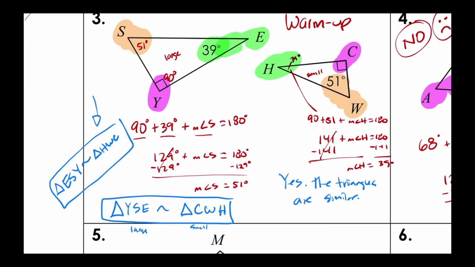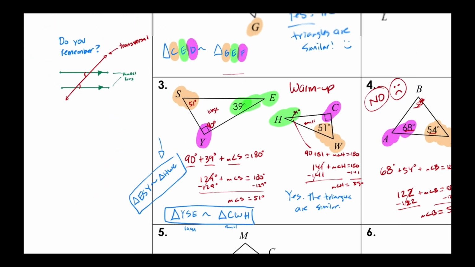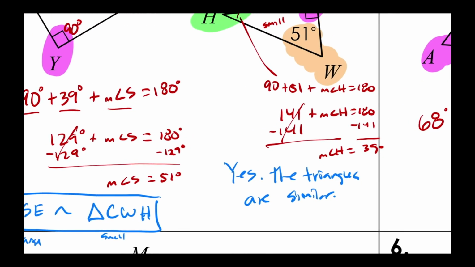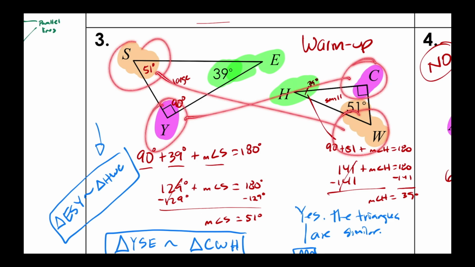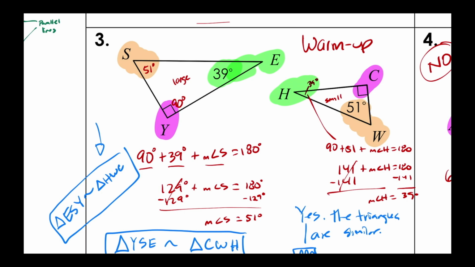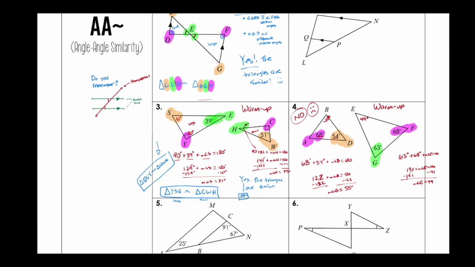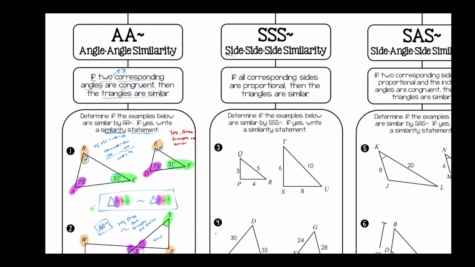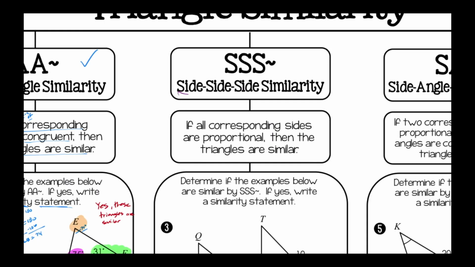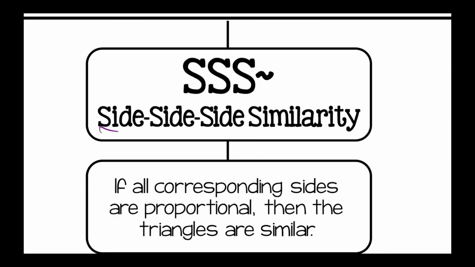All right, so we said yes, the triangles are similar. And how do we know? Because of AA similarity, right? Because we found two pairs of angles. We found the pink, and then we found the orange. And then lastly, we also found the green, but that was just extra. All we need is two pairs, and we're good. Okay? So that's AA similarity. Put a check mark there. We got it. Next is SSS, side similarity.